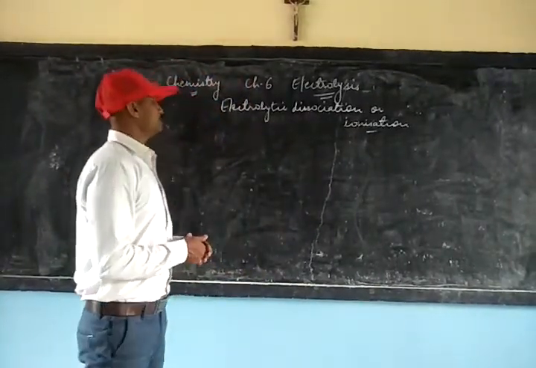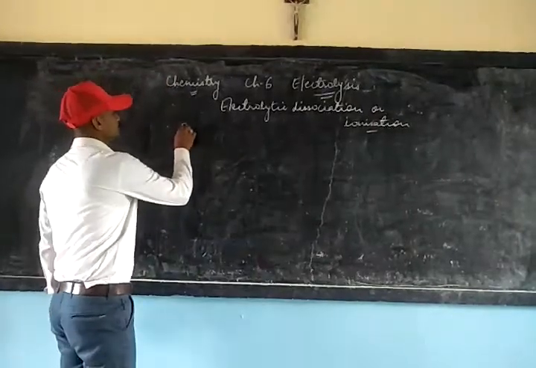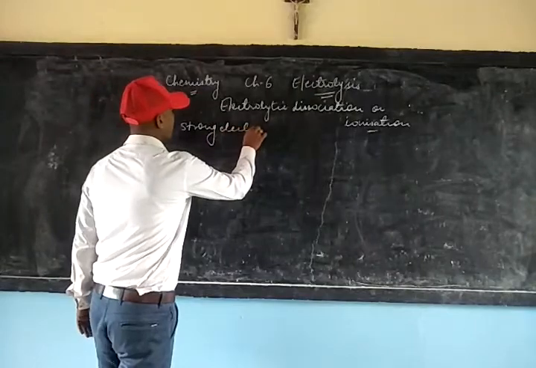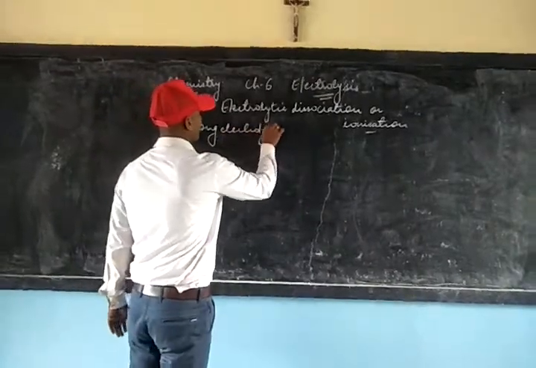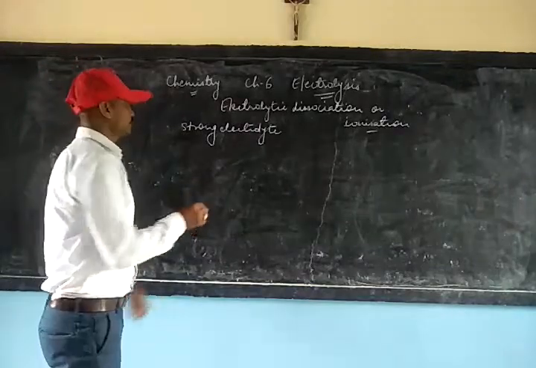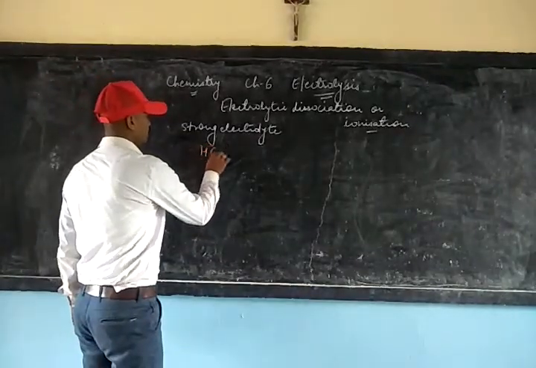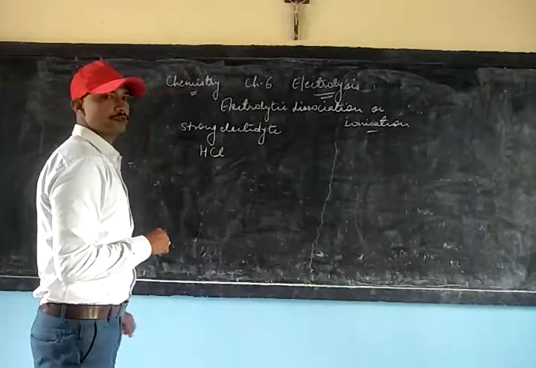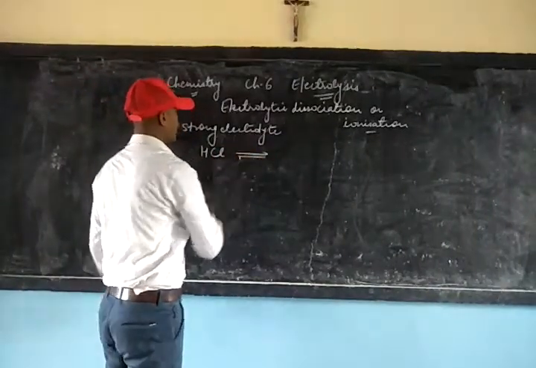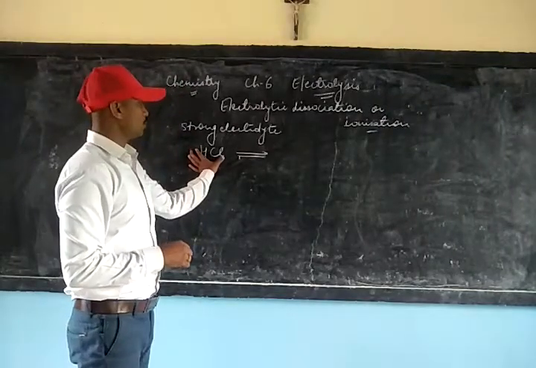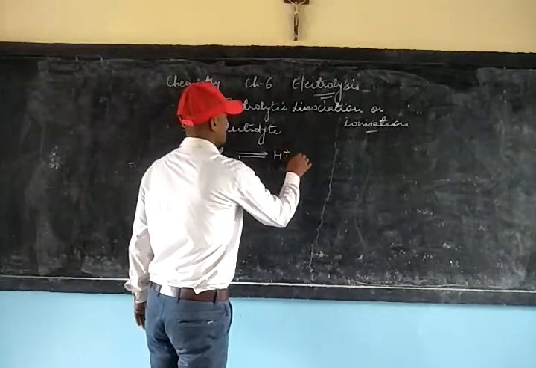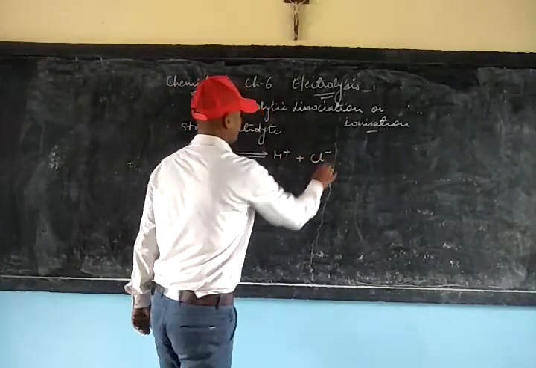So we can start with strong electrolyte first. An example of a strong electrolyte can be hydrochloric acid. When we pass current through it, this hydrochloric acid will ionize into H plus and Cl minus ion.